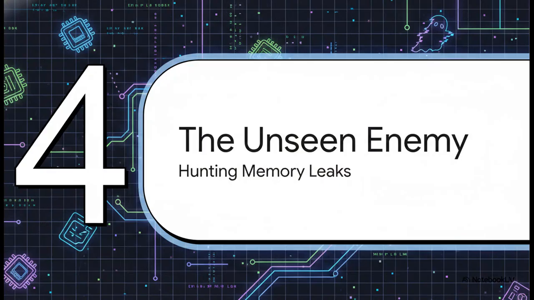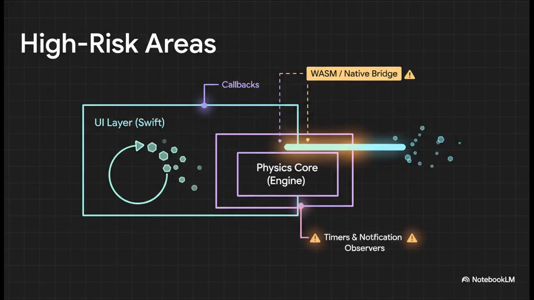And for this one, we're hunting an invisible enemy. Look, an app can be super fast and look amazing, but if it's slowly eating up all your computer's memory over time, what we call a memory leak, it's eventually going to slow down, get unstable, and crash. Preventing this is a non-negotiable part of hardening a prototype.